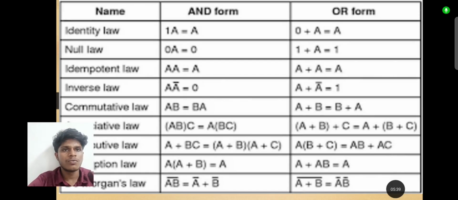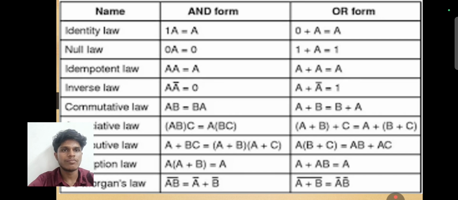From the above, the laws are classified into AND form and OR form. First, identity law: 1·A = A. In OR form, 0 + A = A. Null law. In AND form, 0·A = 0. In OR form, 1 + A = 1.